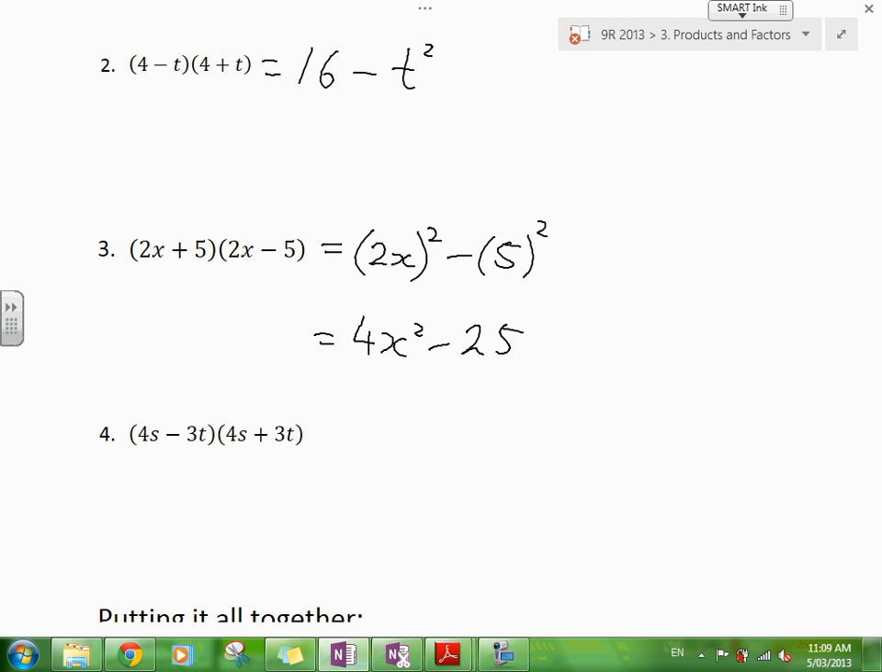Oh, so what I'm saying is that the quick way to expand something like this is by saying that you take the first one, you square it, take the second one, square it, it's minus between. So if you expanded it the long way, you'd see that the other term would cancel. Alright, last example for this one.